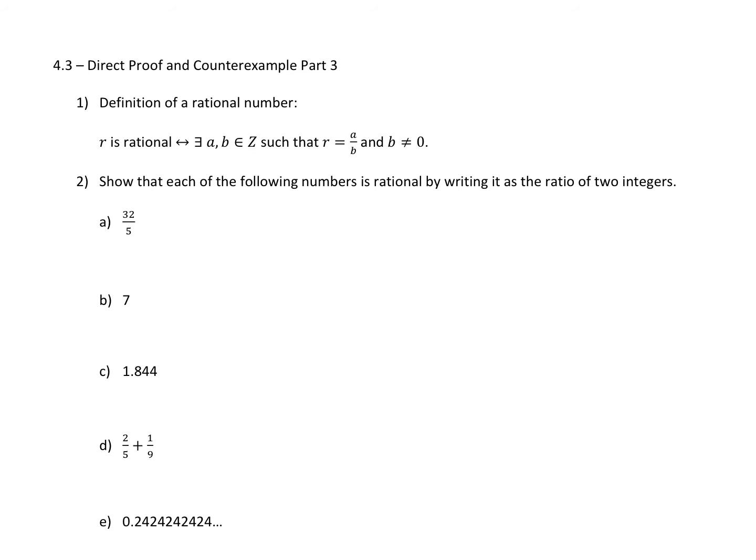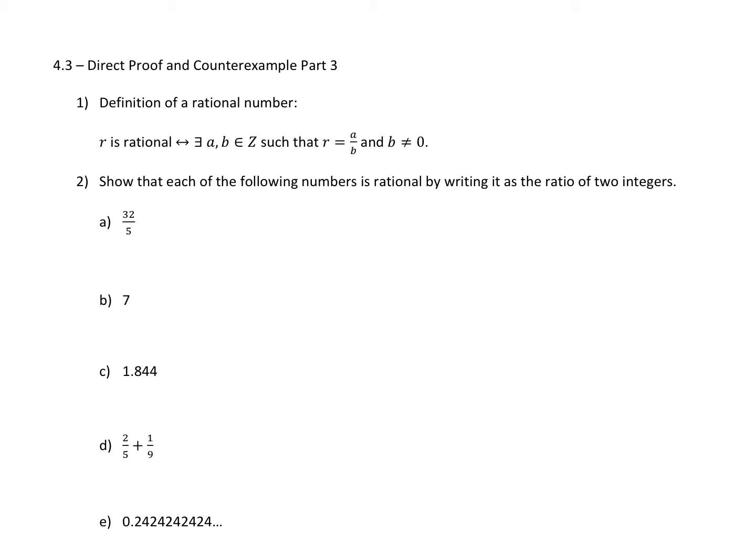I've written it in symbolic form. I will try to speak this in regular words. This says R is rational if and only if there exist integers A and B such that R equals A over B and B is not 0. So this just says R is rational means that you can write it as a ratio of two integers as long as the denominator is not 0.